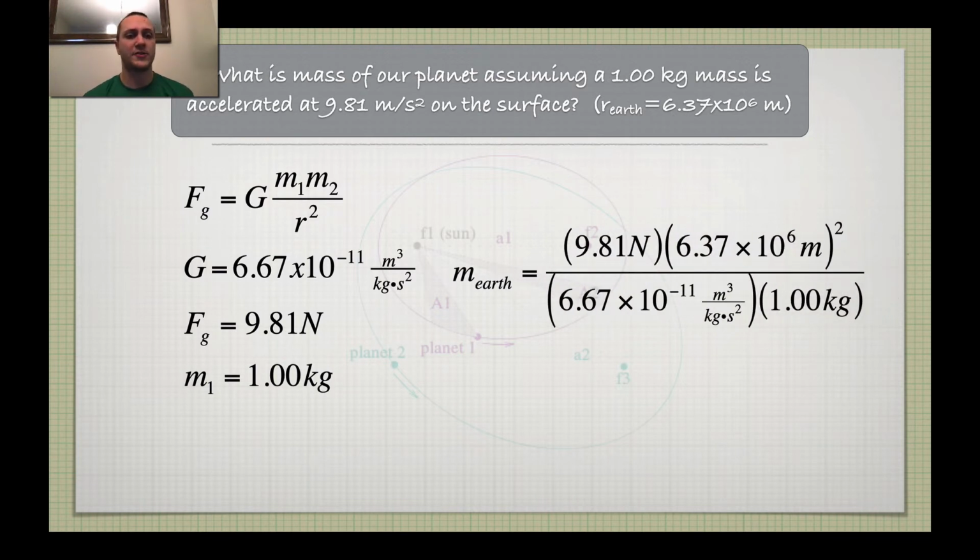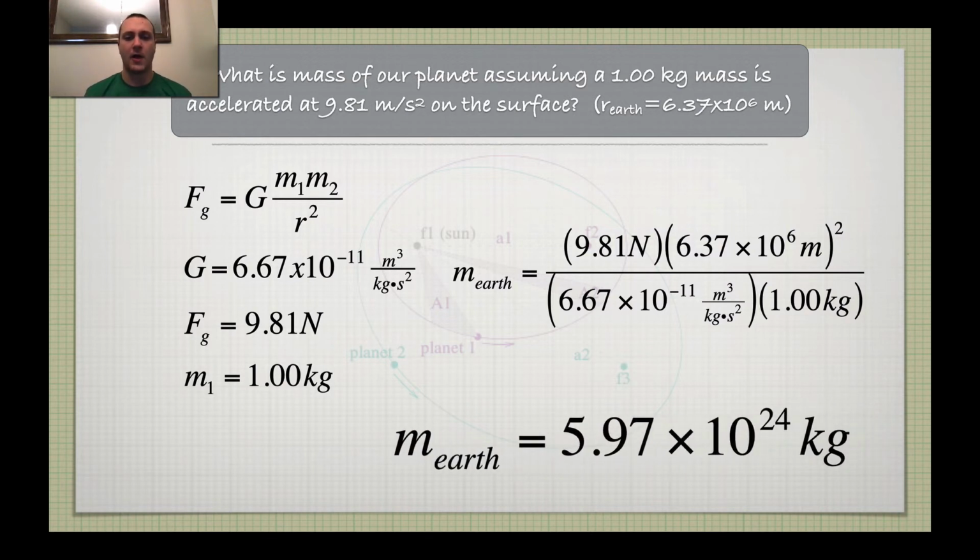When we rearrange the universal law of gravitation to solve for m2, what we find is that we take our force times the square of the radius divided by big G divided by the mass of our object. So we just rearrange the universal law of gravitation, and when we solve this out, we get 5.97 times 10 to the 24th kilograms.